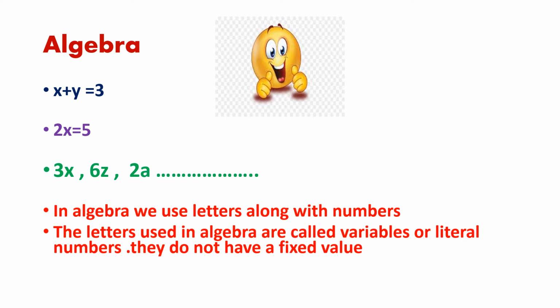So the letters used in algebra are called variables. Whichever letter is used in algebra, we call it a variable. Why? Because it does not have any fixed value, it keeps on varying. They are also called literal numbers because we are writing letters. Now, what will you call the numbers that are there, like 3x? In 3x we have 3. So what will you call 3? 3 is a constant. Okay. So in algebra we are using constants and variables. The numbers that are used are constants, while the letters that we use, we call variables.